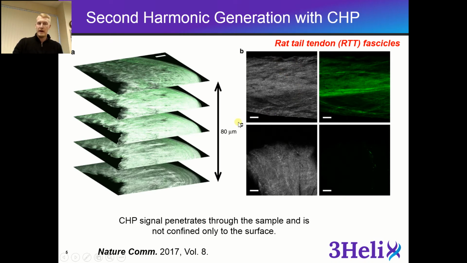And then this bottom panel in panel C, we show the SHG signal, and then this region is stained with CHPs. However, it was not strained, so you can see again that you only see signal fluorescence when there's damage caused to the molecule, and in this example it was caused mechanically by straining the rat tail fascicle.